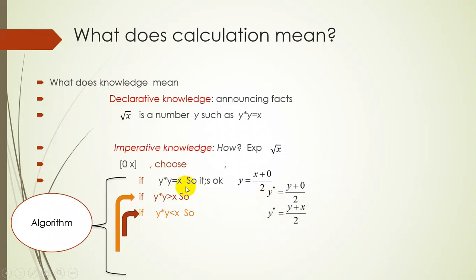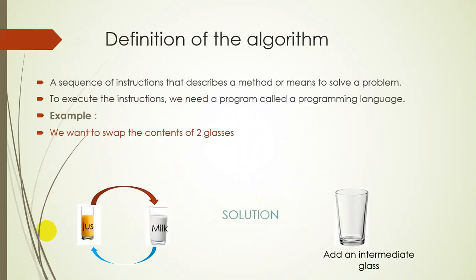These steps are called an algorithm. And what does the algorithm mean? An algorithm is a sequence of instructions that describes a method or means to solve a problem. To execute the instructions, we need a program called a programming language.